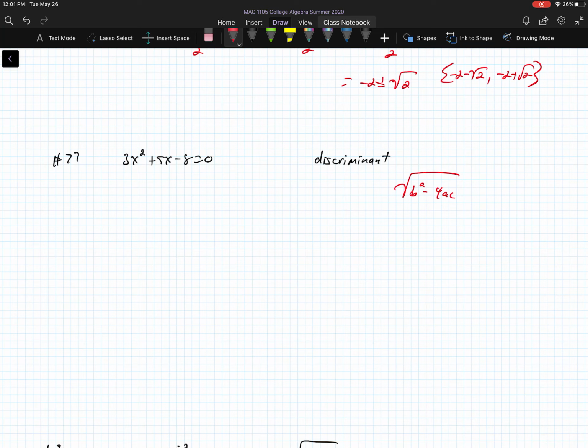And so for here, I'm just going to find the value. So it's going to be 5 squared minus 4 times 3 times 8. So this is 25 minus 96, and you can clearly see that that's going to be negative, so this has no real solution.